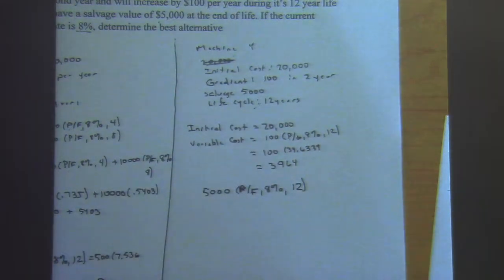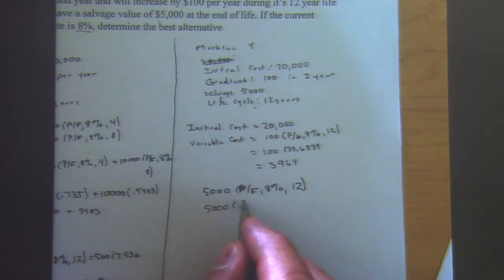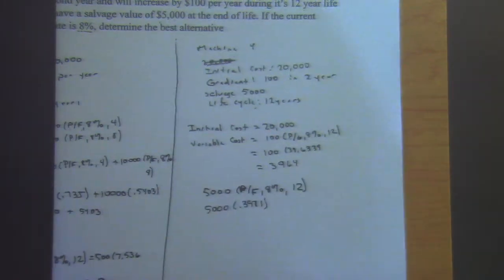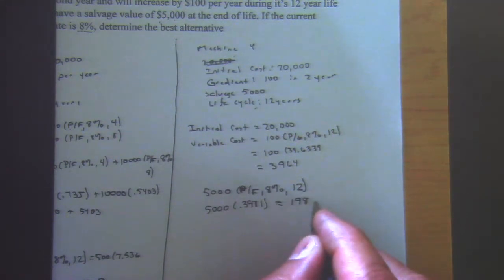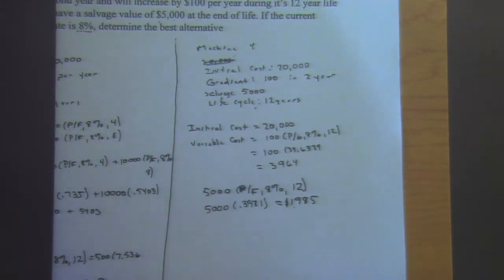From our table, we see that in this case we have a present given future. So our multiplier from the table is 0.3971. So we have $5,000 times 0.3971. When we punch that into our calculator, we have $1,985 in today's money associated with that salvage value. Okay, so let's put this all together.